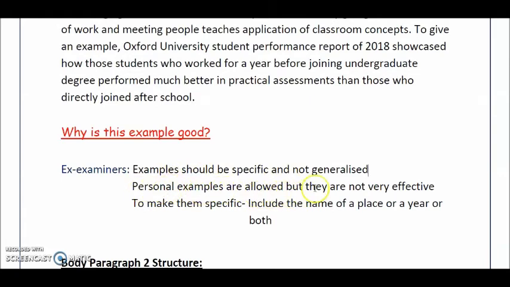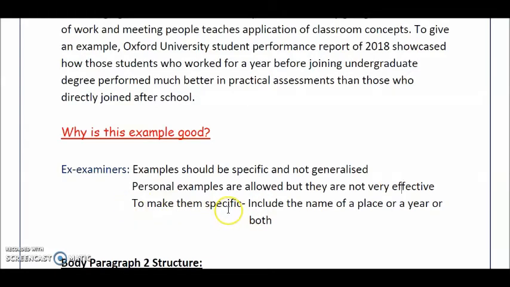Second thing, personal examples are allowed, but they're not very effective. Every IELTS Task 2 question will tell you to support your answer with personal experiences and relevant examples. So personal examples are allowed, definitely, but if you are aiming for a 7 or above, they are not very effective. They will not help you gain a higher band. They are allowed, I will repeat again, but they will not help you get a higher band. So it is better that you give non-personal examples.